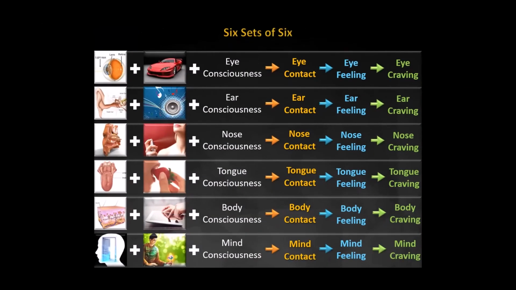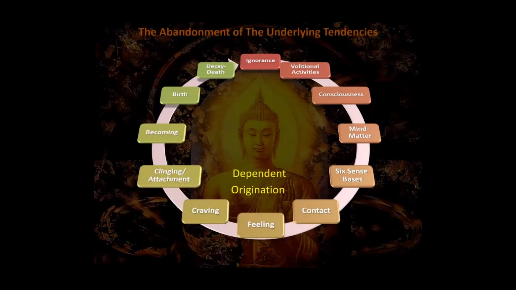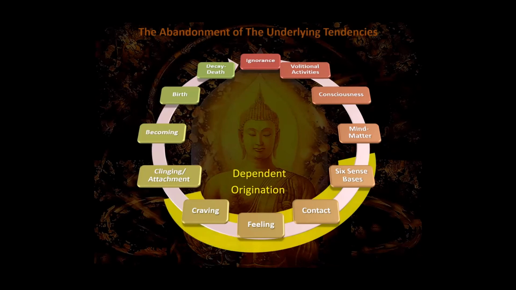Okay. One last question. Why did the Buddha choose only these six factors? Internal sense base, external sense base, sense consciousness, sense contact, sense feeling, and sense craving. This familiar? The dependent origination. When compared to the twelve links in dependent origination, you will see that the six sets of six cover only four links. We understand now why the Sutta started with the six sense bases.